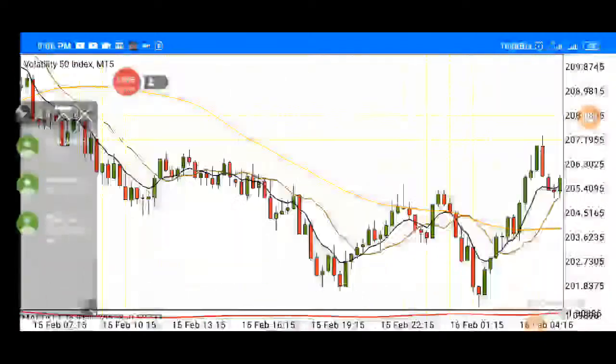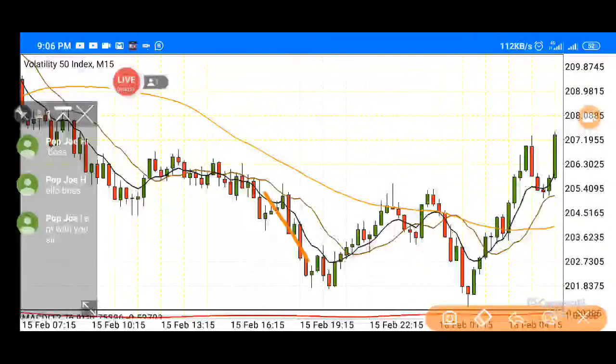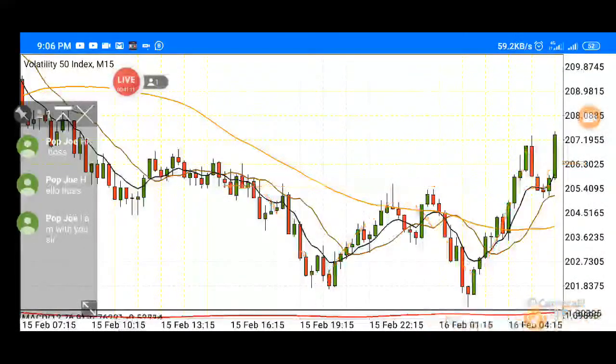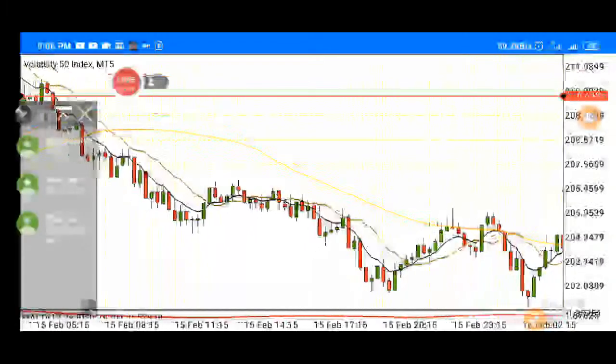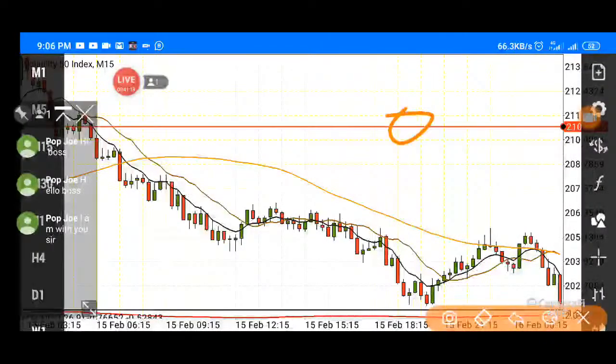Trying to see if I can find another. Okay, here's another one. The neckline was broken here. And thank God for this break, retest and bounce. So here aggressive traders enter here, conservative traders enter here. And let's see our possible TP level. Okay, let's TP here at this level.